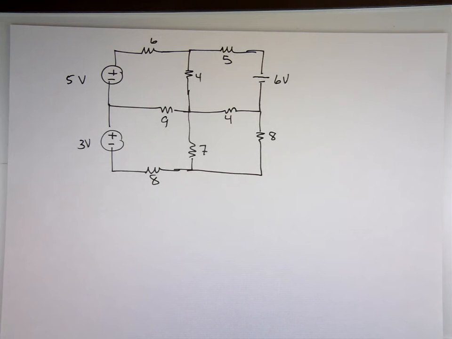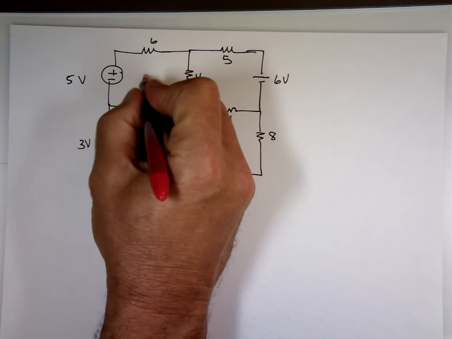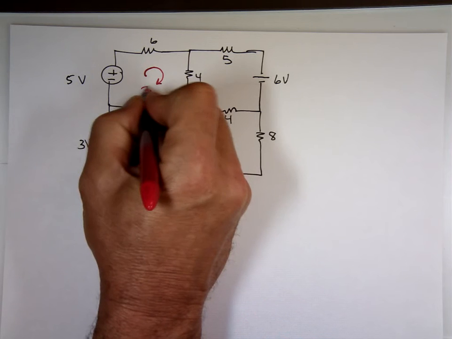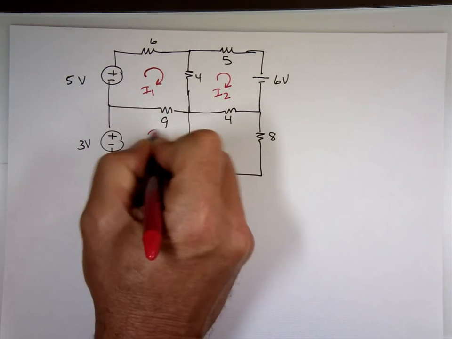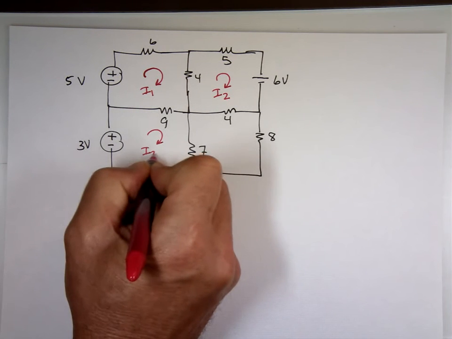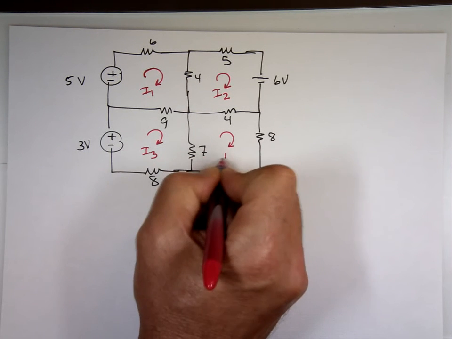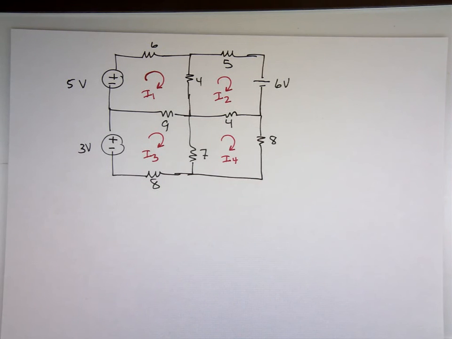I say I'm going to define the current going this way. That's I sub 1. I'm going to define this current as I sub 2, this current as I sub 3, and this current as I sub 4. So if you understood that method, Kirchhoff voltage law, then you're in good shape.